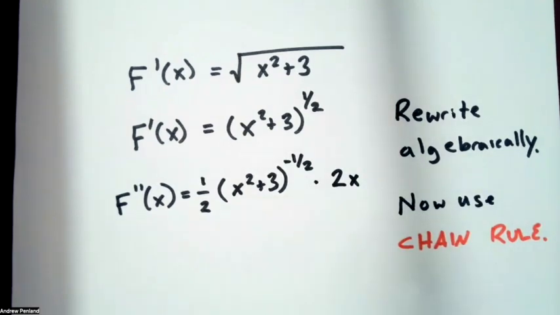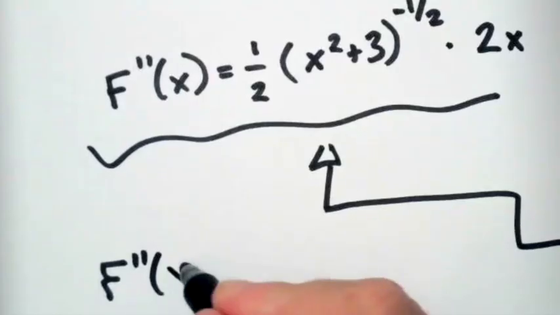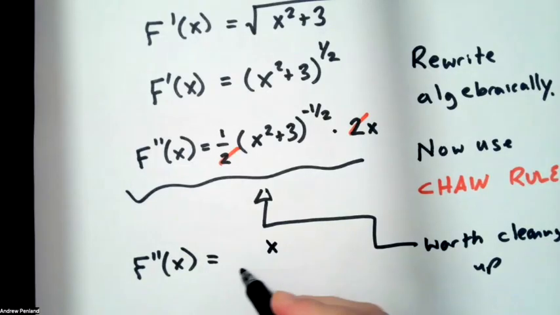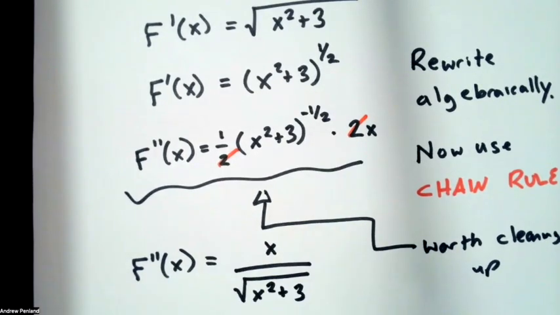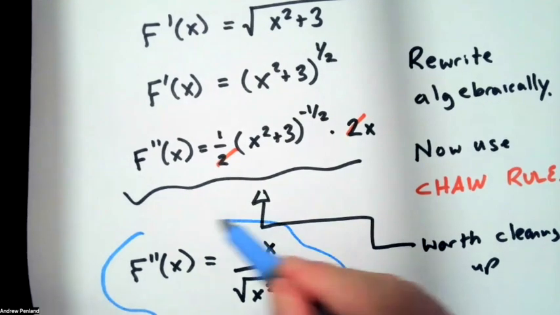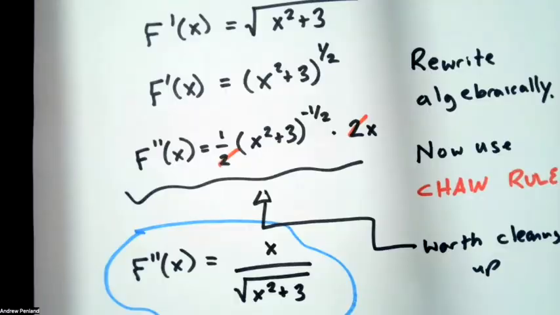Do a bit of algebraic cleanup. The 1/2 and the 2 will cancel. So we can rewrite the negative 1/2 exponent as a square root in the denominator. So this is what a final answer might look like if we cleaned it up completely.